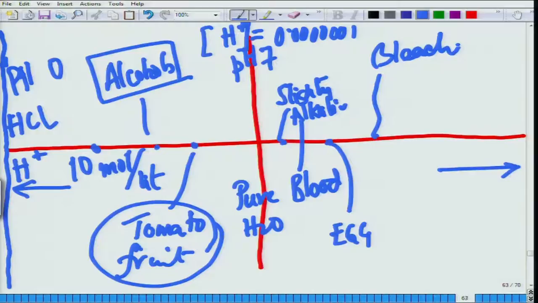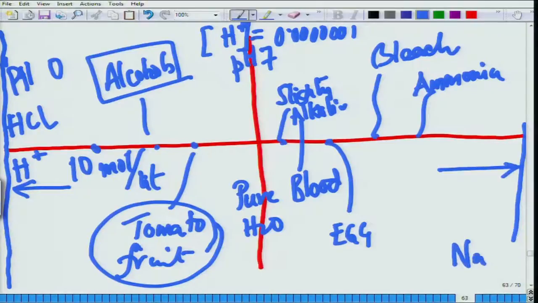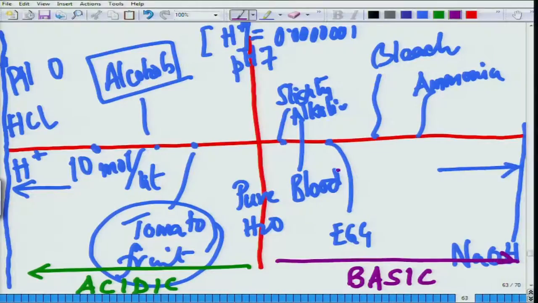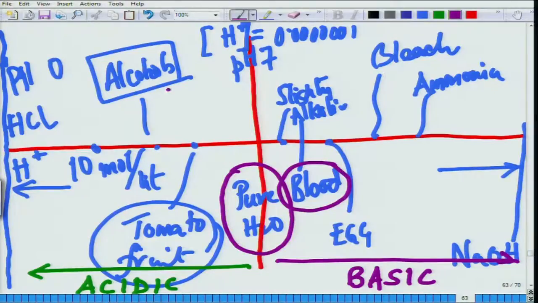Then you have domestic ammonia, and at the further end you have NaOH, which is exceptionally basic. So, on this side you have all the acidic components, and on this side you have all the basic components. And if you look carefully, you will see your blood is slightly basic, pure water is absolutely at 7, alcohol, pickles and all these things are on the acidic side, egg is on a slightly alkaline side, and this is what determines how your body is doing.